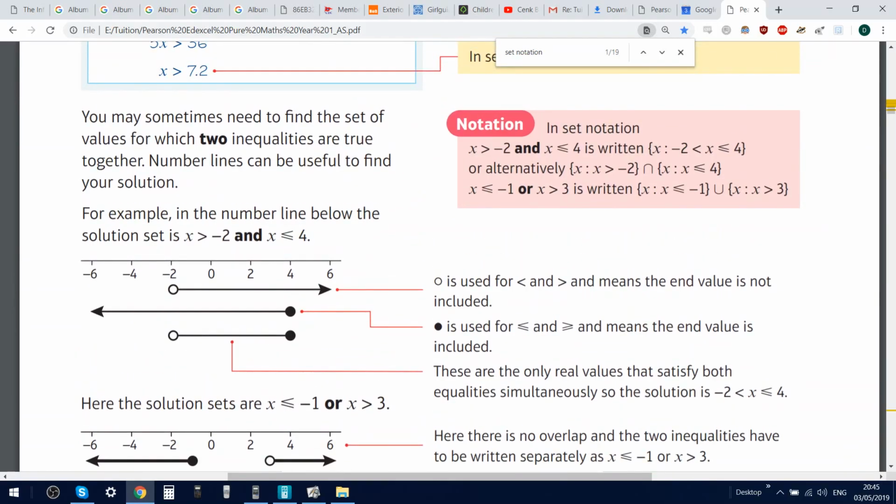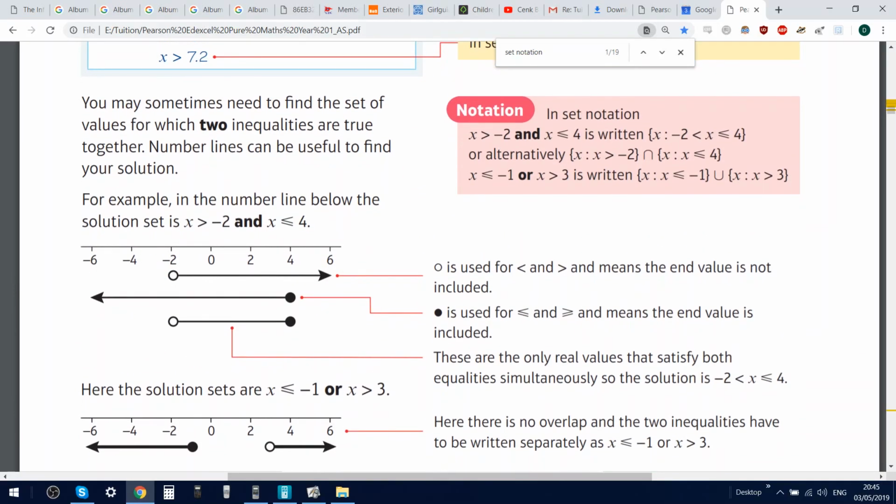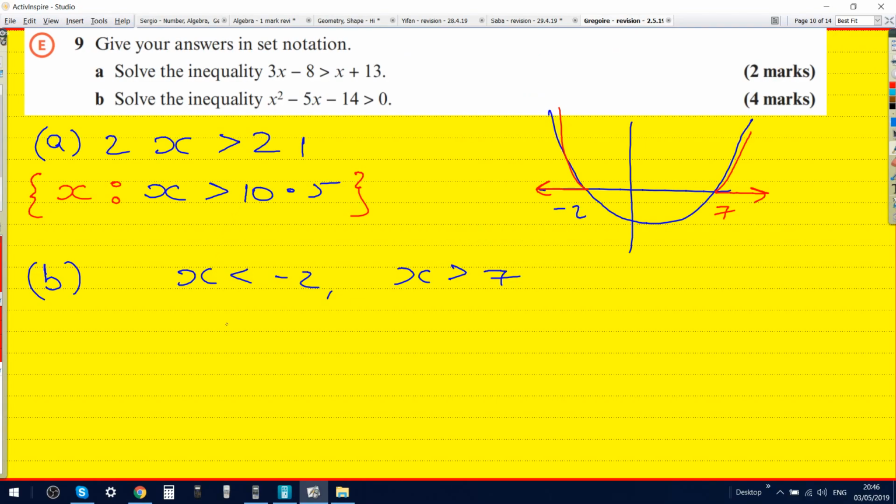In set notation it is written as that. x is greater than 7 or x is less than -2. Okay. So x is less than -2.